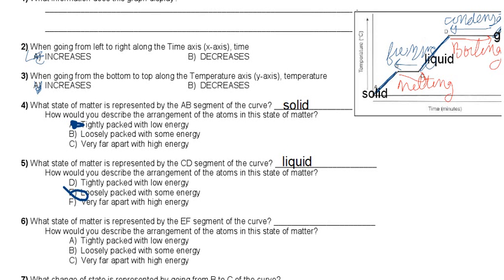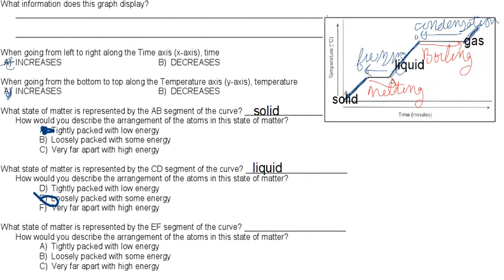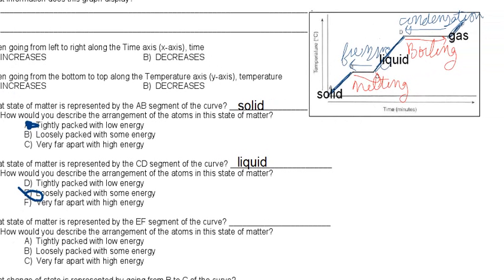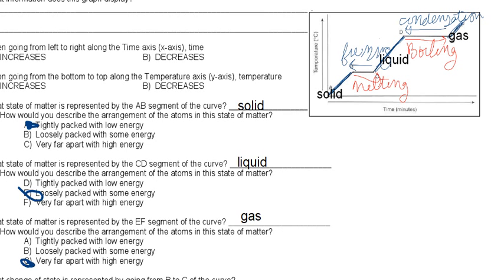Next, what state of matter do we have with line segment EF? EF is over here. Here we have our EF, and our EF is a gas. So next is, how would you describe the particles in the gas? They are very, very far apart with high amounts of energy.